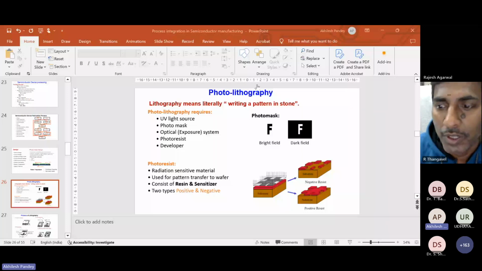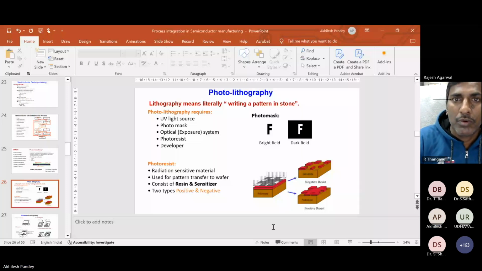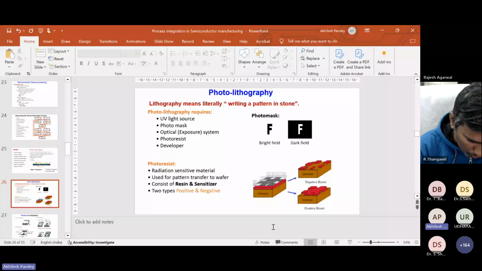Now what happened in this photo mask? Basically, a photo mask is either bright field or dark field. In the bright field, where the metallization can be done, suppose you have to deposit the metals, that will be in the dark field. In the bright field, apart from other areas, it can be deposited.